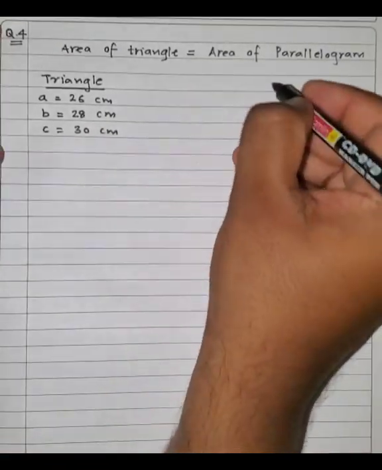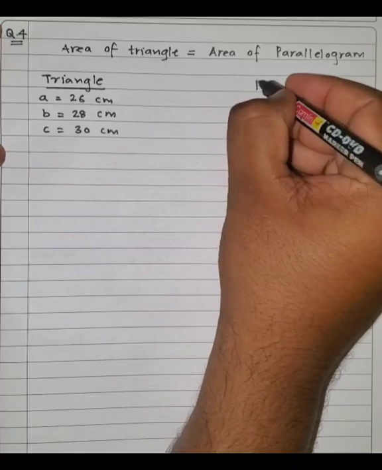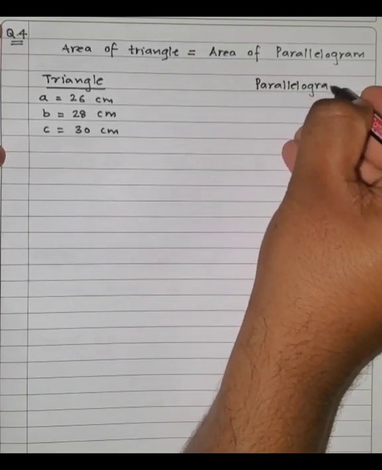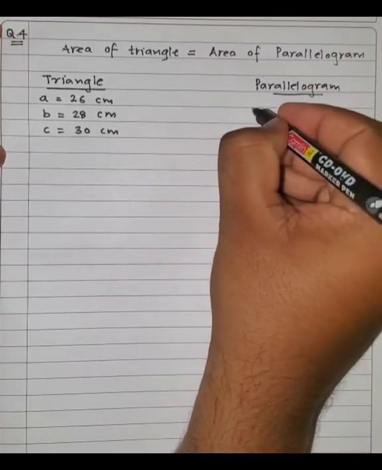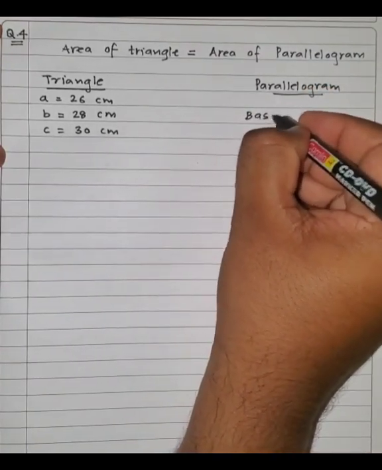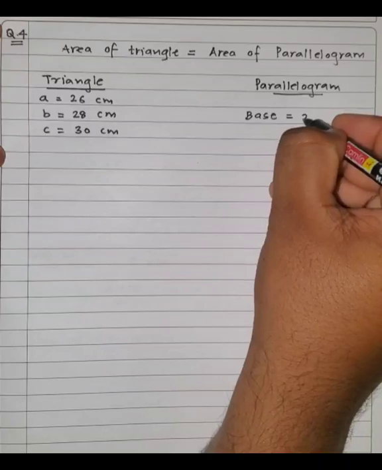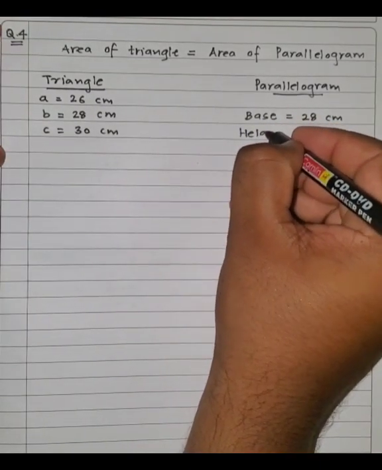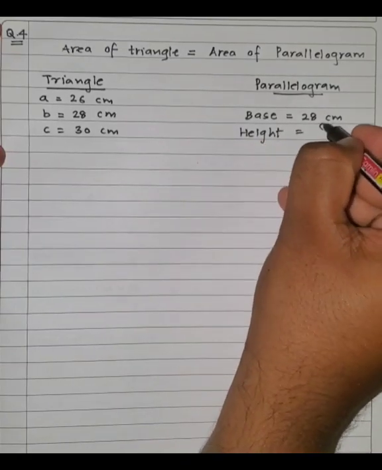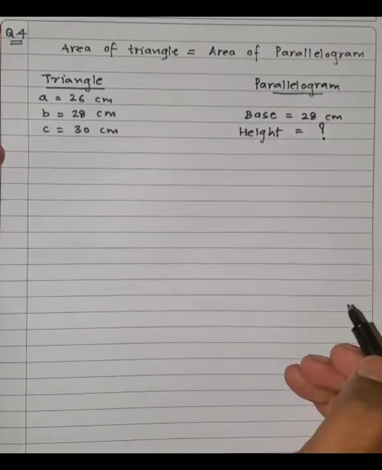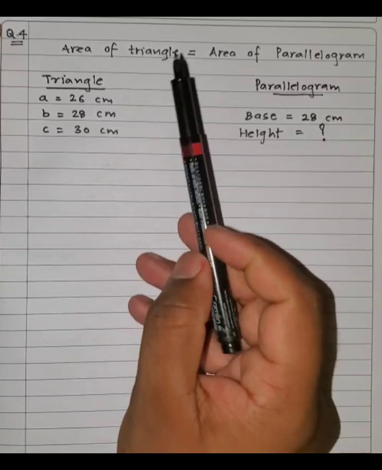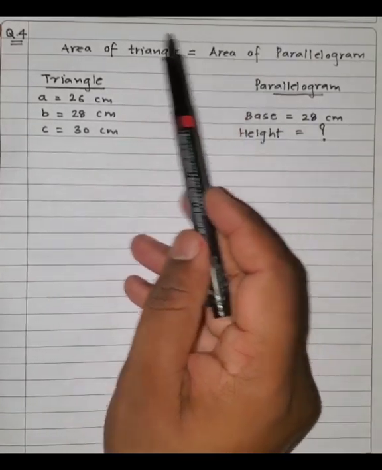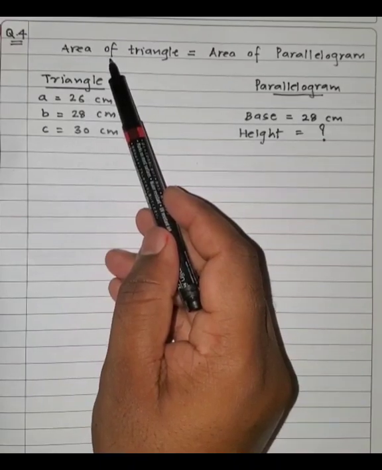It is also given in the question that in case of the parallelogram, the parallelogram has a base which is equal to 28 centimeter, and we have been asked to find the height of this parallelogram. Now, to use the data that the area of the triangle is equal to the area of the parallelogram, I will first have to find the area of the triangle.